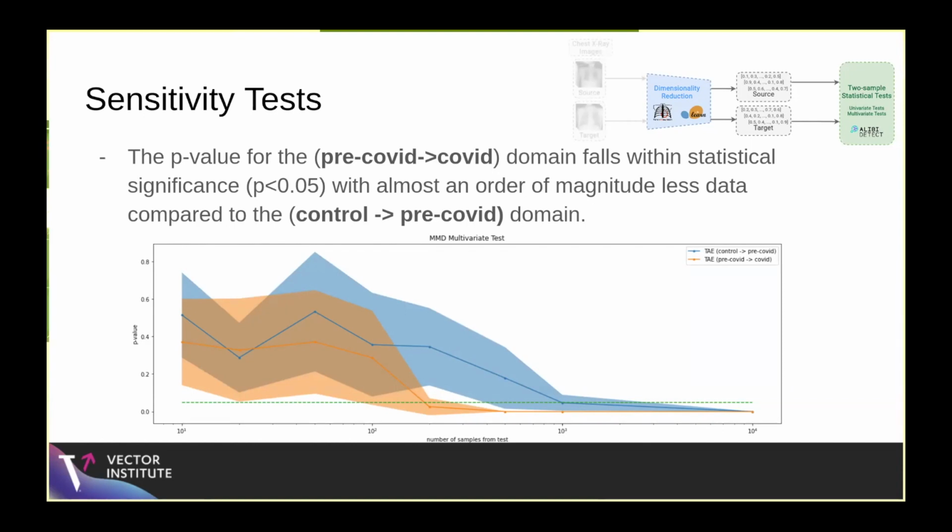So we see this trend in particular with the pre-COVID to COVID shift, where it falls below the green dotted line, which is just the line of statistical significance for the p-value, so below 0.05. And it falls below that line with almost an order of magnitude less data than the control to pre-COVID region. So you can see that there's a distinct shift due to COVID, since the detector is particularly more sensitive to target samples that come from that distribution.